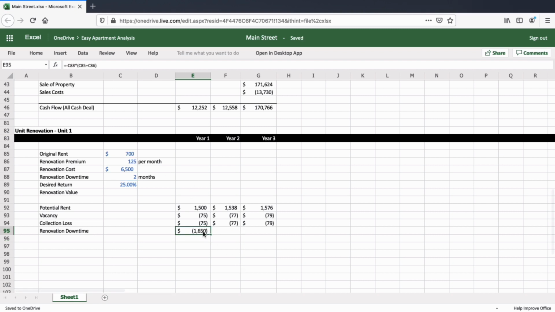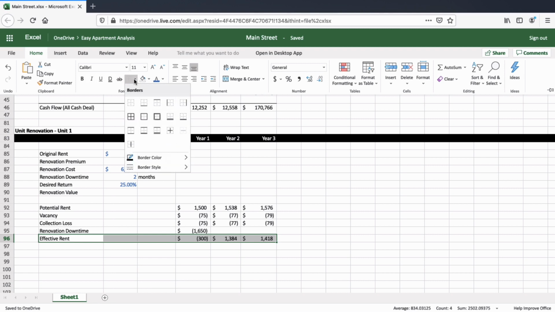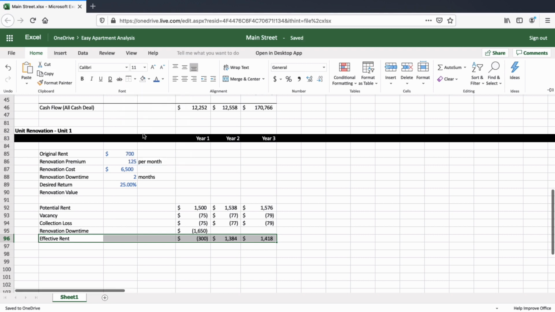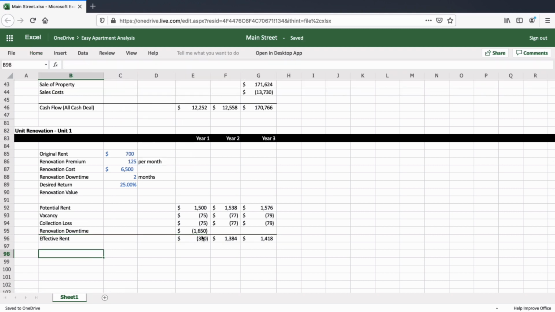This only happens in year 1 because you're not renovating again in year 2 or year 3. If you are, subtract more stuff, but we're making the assumption you make one renovation in year 1 and you reap the rewards of it in the future. So let's calculate the new effective rent. Add all that stuff together. Drag it across. Add a line on top to keep it separate from everything else. And there's your change in effective rent.